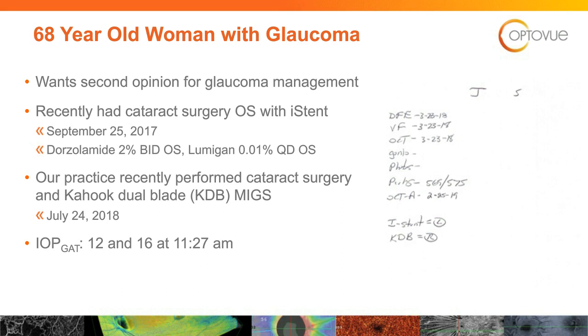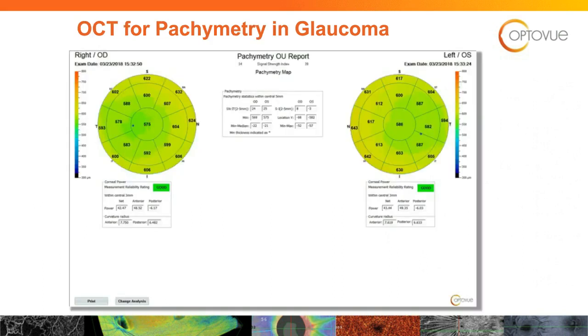After I worked her up and checked her pressures and did the dilation and the visual field and OCT and consulted with our surgeon that comes into our practice, we decided that the left eye, we'd go with a little bit more robust MIGS surgery, so we did a Cahook dual blade along with her cataract surgery, and she's sitting currently in the right eye 12 without any medication and 16 with the dorzolamide and Lumigan. But let me show you, we were able to get her pachymetry readings by using the OCT in the practice.